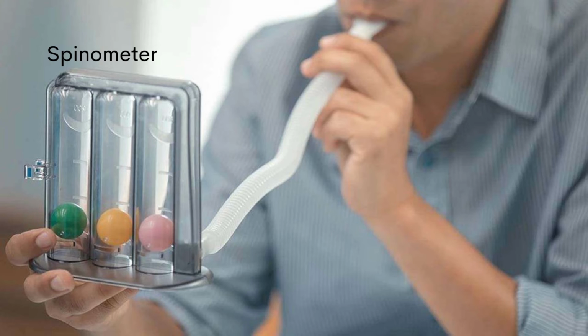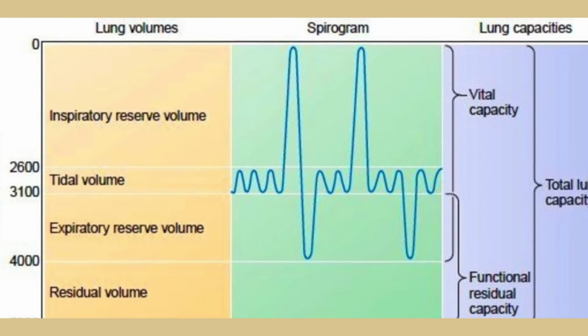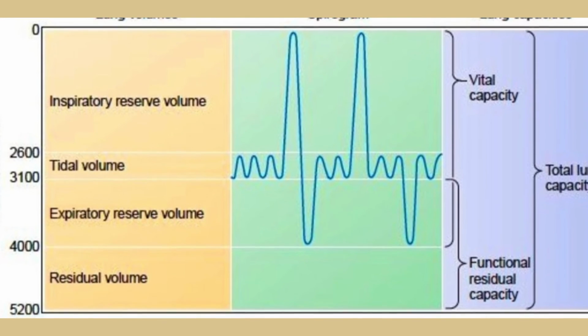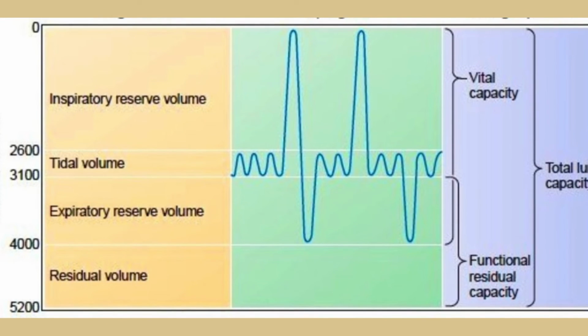Spirometry is the process of measuring volumes of air that move into and out of the respiratory system. A spirometer is the device that measures these respiratory volumes. Four respiratory volumes: tidal volume, inspiratory reserve volume, expiratory reserve volume, and residual volume.